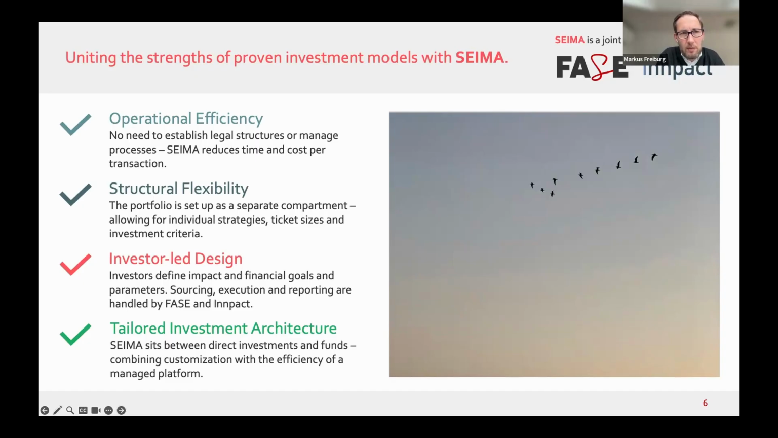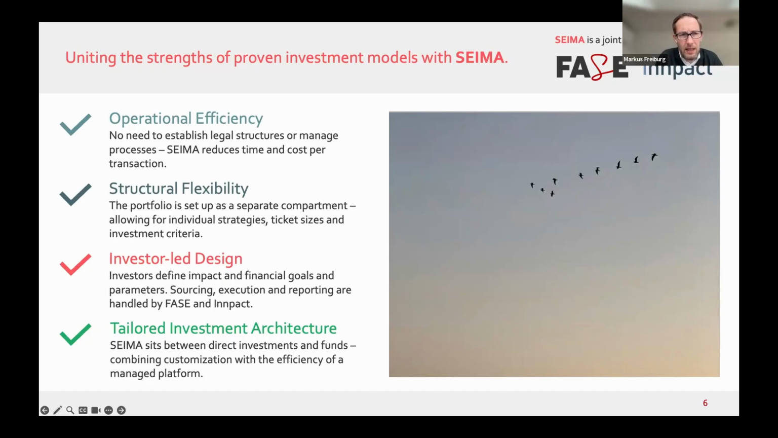So there's a separate compartment that we can really define in terms of the investment strategy. It can be very flexible in terms of the number of companies that someone wants to invest in, investment tickets, also the types of financial instruments or the sectors that people want to invest in. So it can be really individually set up. So the investor is in full control over the investment design, and basically then trusts the sourcing, the execution, and the reporting to the hands of FASE and Innpact.